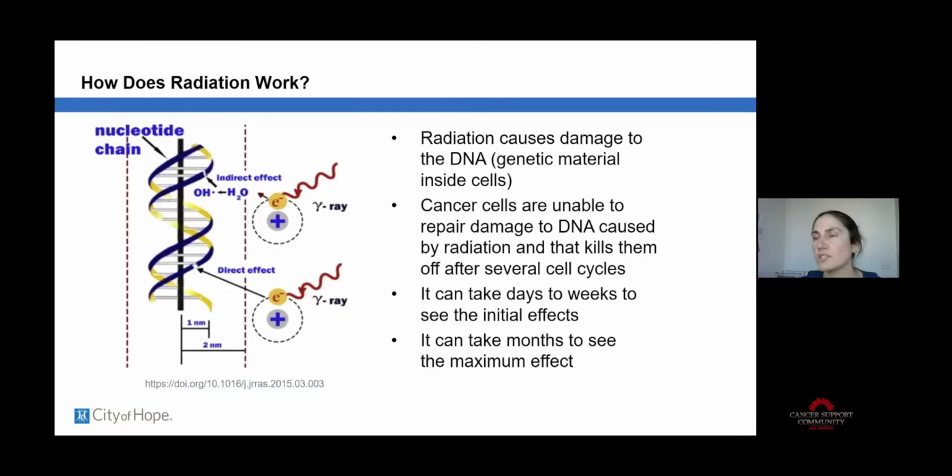And so the radiation causes damage to the genetic material inside cells, the DNA, and it can do that either directly or by creating oxidants. So all of these foods and things out there that are antioxidant are usually scavengers trying to get rid of oxidants in the body. But with radiation, we actually locally want to create those because they can cause that DNA damage. And then in cancer cells, the cancer cells don't have good mechanisms to repair that type of damage.